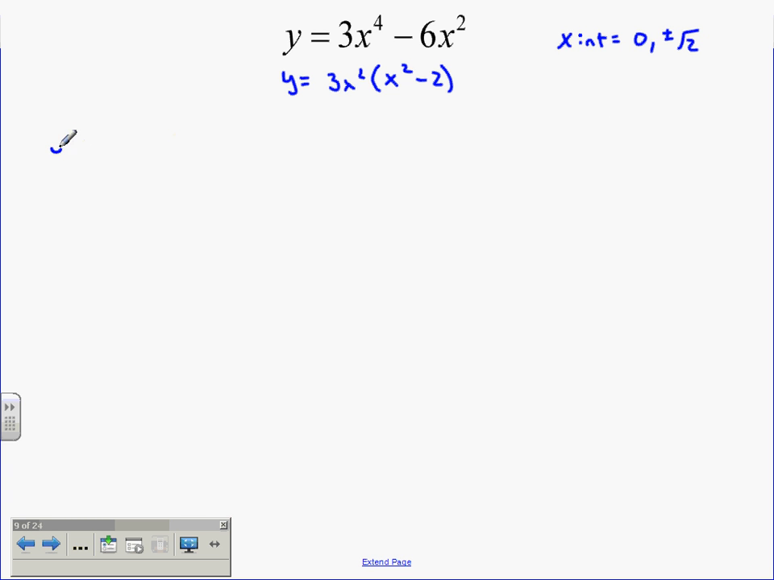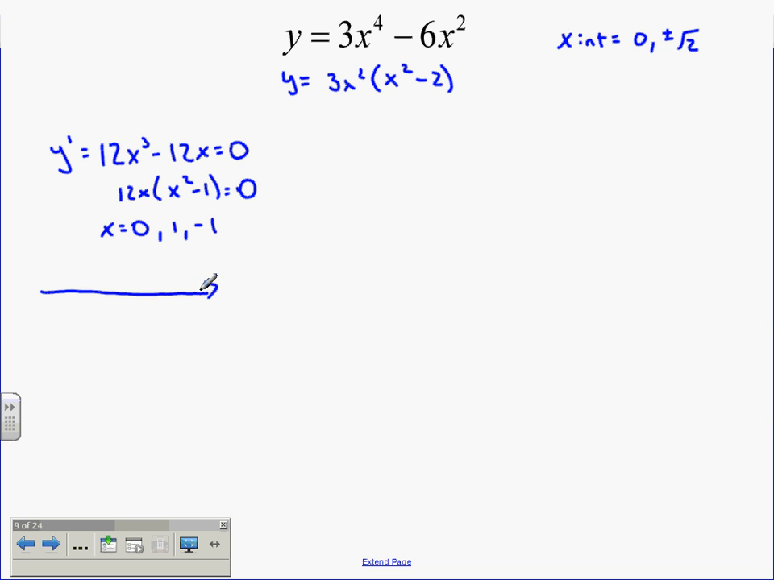The next step is to do the first derivative test. So I take the derivative, get 12x cubed minus 12x, set that equal to 0, factor out a 12x, which would leave me with an x squared minus 1 equals 0. If I solve that, I get three critical numbers: x equals 0, x equals 1, and x equals negative 1. Then I'm going to put that on a number line so that I can test the regions. Negative 1, 0, and 1.